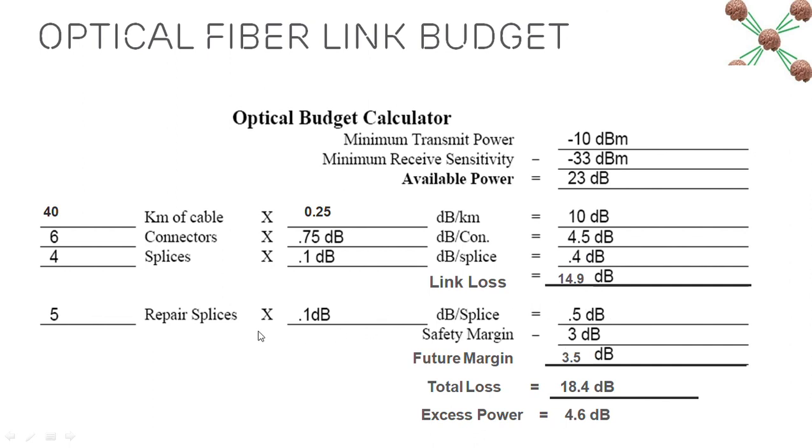Like for example, we can assume that there may be some repairs in the future. So we can put some margin for the future and some margin for the life or the aging of the fiber. So if we put 3.5 dB as the future margin, still we have an excess power of 4.6 dB. Which is a good number. I mean, if we are above this minus 33, even by 1 or 2 dB as well, then our link should work fine. Because for a normal link, we have to just check the power budget. If the power budget is within the limits, then the link should work fine.